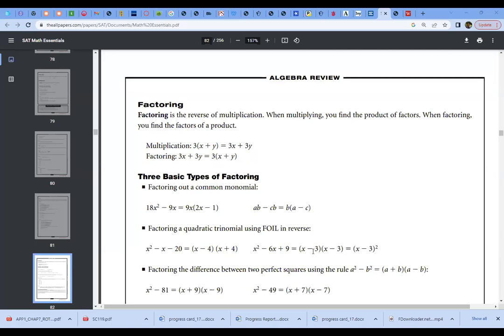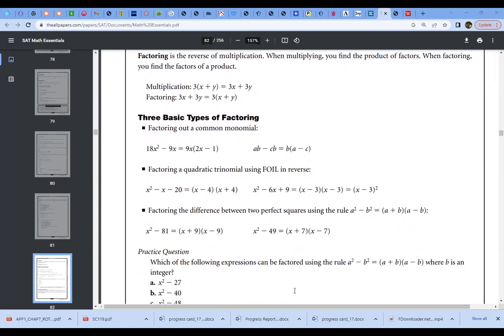So this is going to be (x minus 3) all squared. Factoring the difference between two perfect squares using the rule a squared minus b squared equals (a plus b)(a minus b). So x squared minus 81, these are called perfect squares. So it's going to be (x minus 9) multiplied by (x plus 9). x squared minus 49 is (x plus 7)(x minus 7).